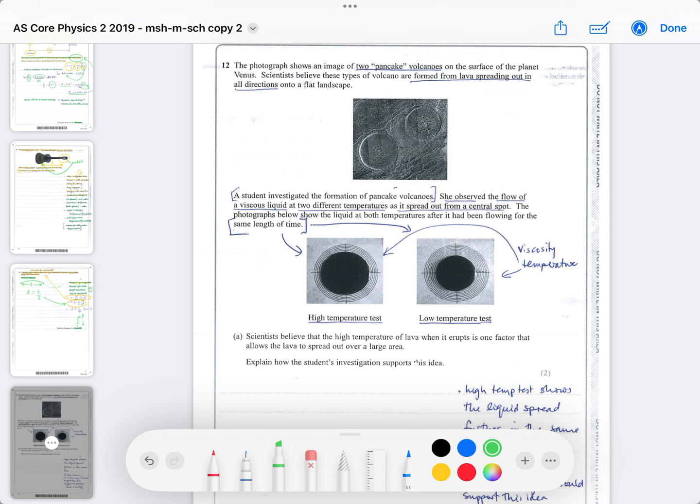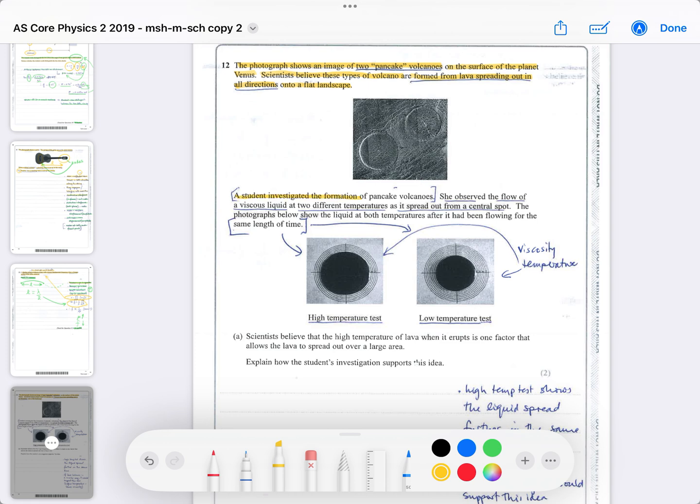All right, so next question is question 12. It says, the photographs show an image of 2 pancake volcanoes. They look like pancakes, so that's what they call them, on the surface of the planet Venus. Scientists believe these types of volcanoes are formed from lava spreading out in all directions onto a flat landscape. Okay, so if lava has a viscosity and it will flow until it evens itself out.